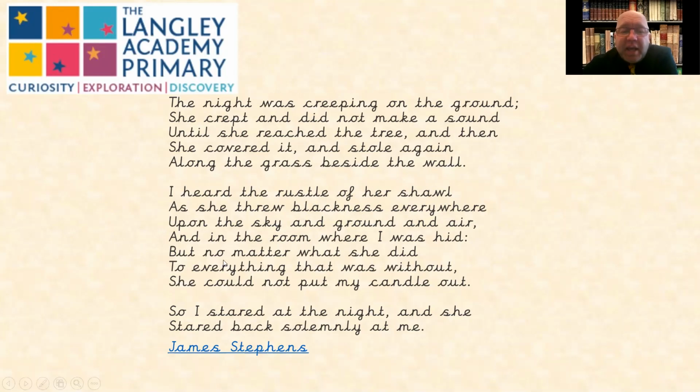And in the room where I was hid, but no matter what she did to everything that was without, she could not put my candle out. So the person there is sitting with the candle lit, and no matter what the nighttime does, the candle stays lit and illuminates that small part of the world. So I stared at the night, and she stared back at me. So it's this idea, almost a battle. The night has slowly taken over everything around them, apart from this little illuminated space that was lit by the candle, and the darkness could do nothing about it.